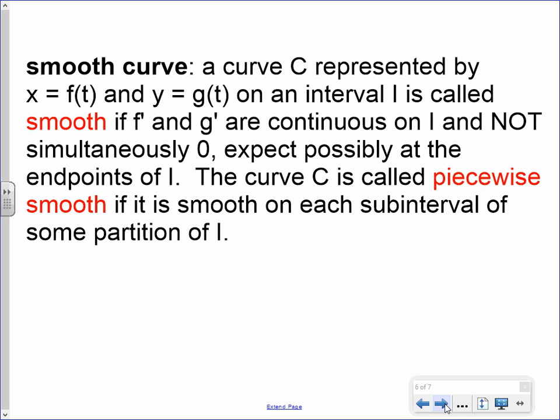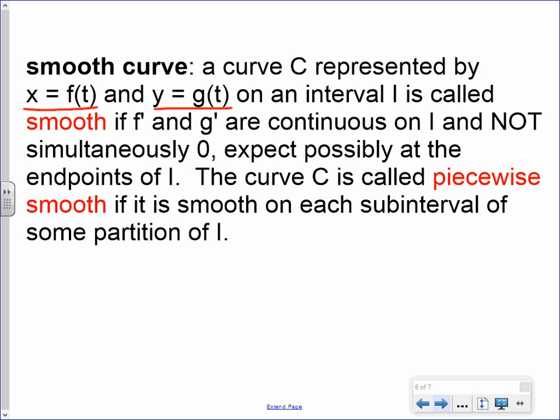F prime, what prime? G prime. It's not smooth. Critical points. Okay, so we have a parametric curve. If you take dx/dt and dy/dt and they are both 0, then we have a non-smooth curve. Anytime both of those derivatives are 0, it is not smooth. That's what you need to know.